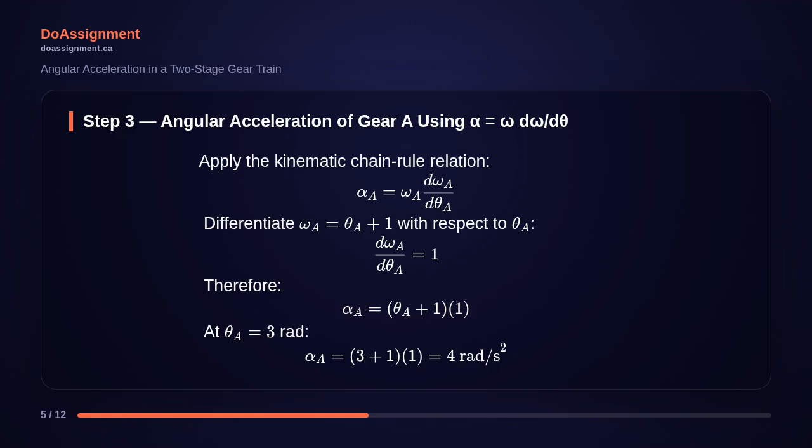To find the angular acceleration of gear A, we use the chain rule. Alpha equals omega times d omega over d theta. The derivative of theta A plus 1 with respect to theta A is simply 1. So alpha A equals omega A times 1, which at theta A equals 3 radians gives alpha A equals 4 radians per second squared.